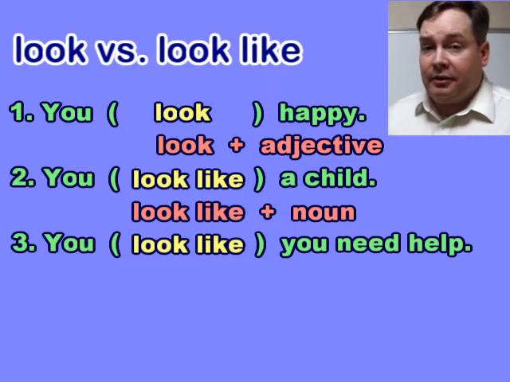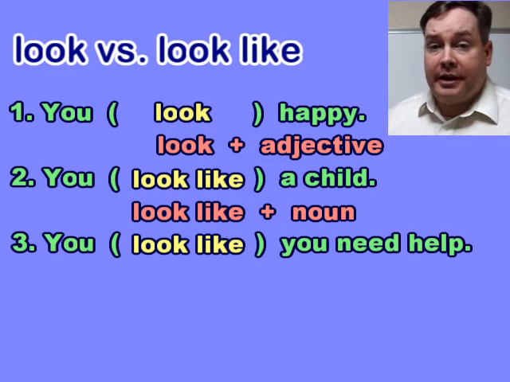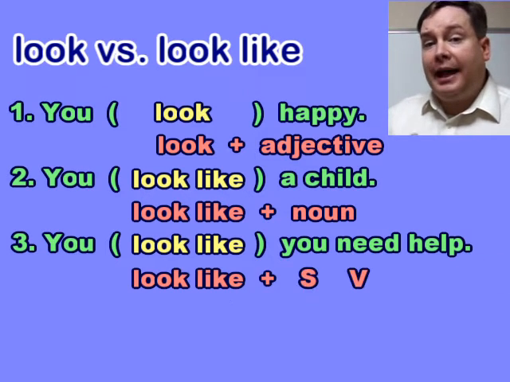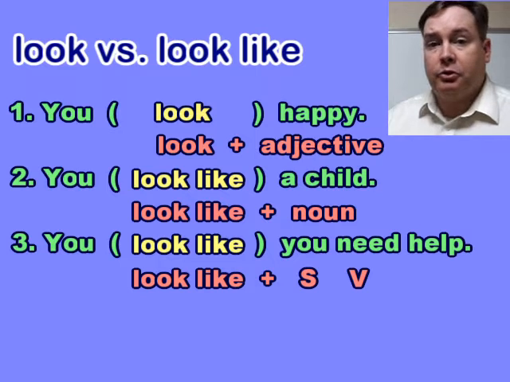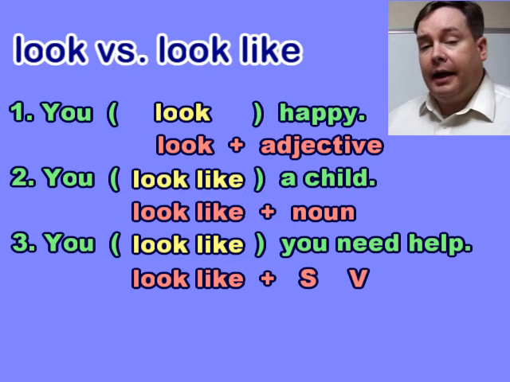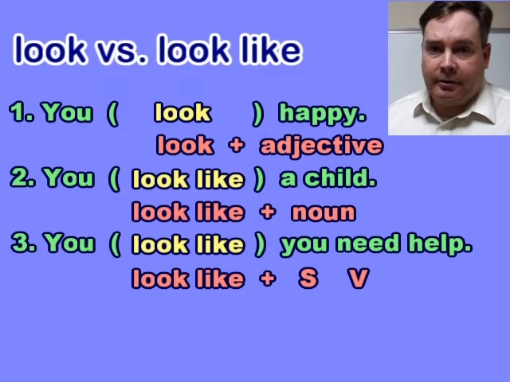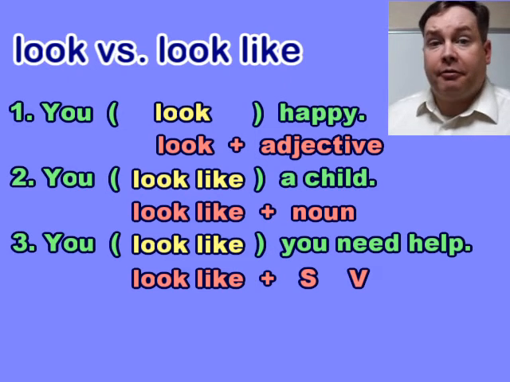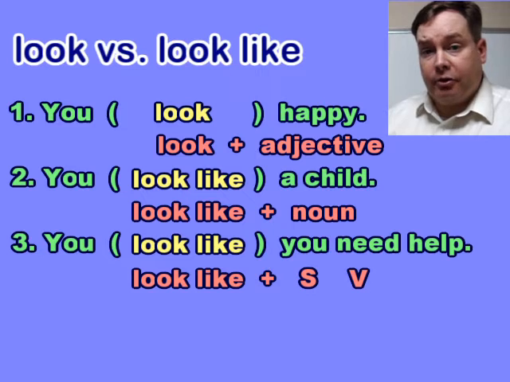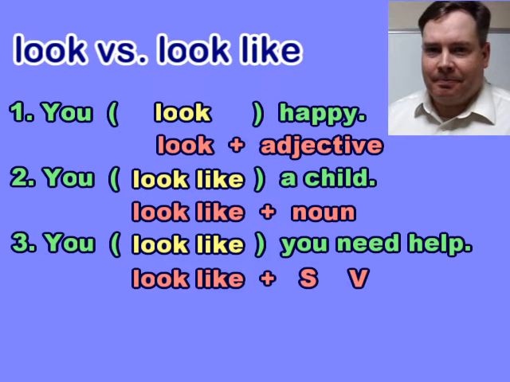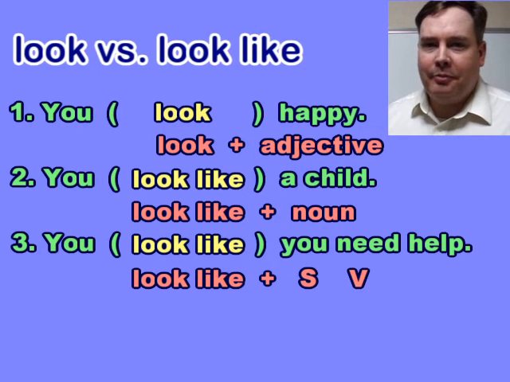Now our final sentence, not only do we have a noun, we have a noun and a verb. So, you need help. Again, in this situation, we must use look like. So if we have a phrase, a subject and verb, we must use look like in front of that. Well, I hope you found these rules interesting and helpful.